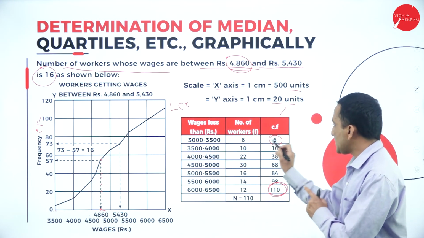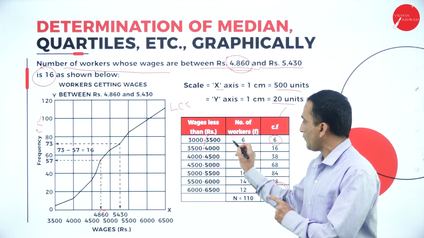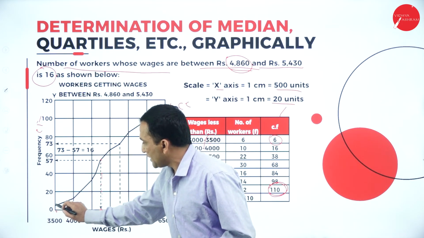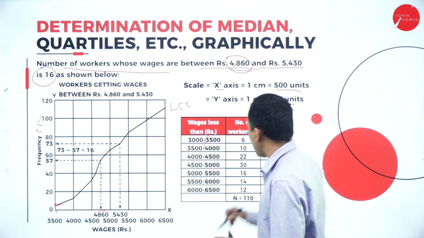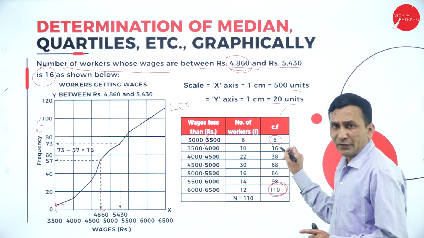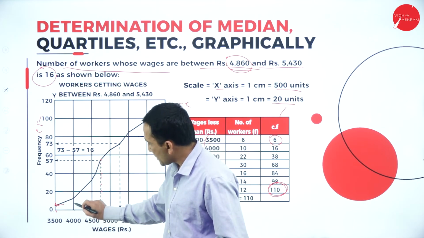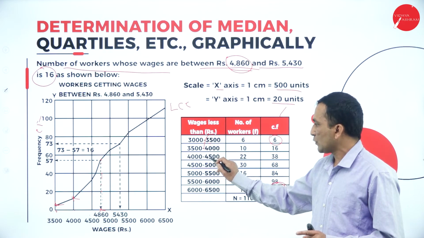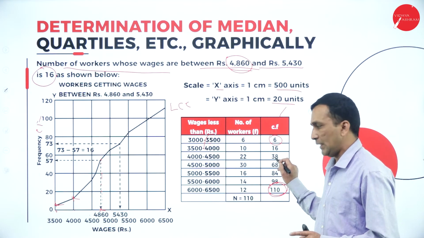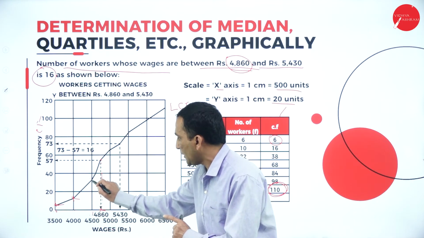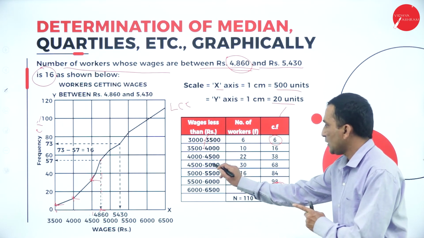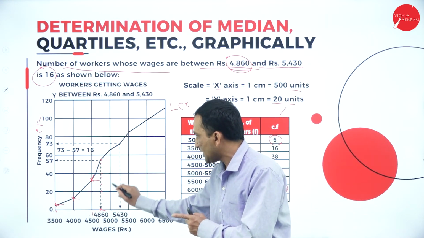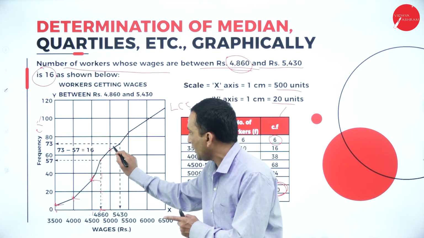The first upper limit is 3,500, the cumulative frequency is 6. So opposite 3,500 and 6, I mark here. The second value, 4,000, has cumulative frequency 16, so I mark 4,000 opposite 16. Next class upper limit 4,500, cumulative frequency 38, I mark here. Next upper limit is 5,000, cumulative frequency 68, which comes somewhere here.